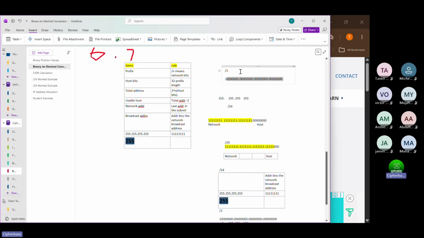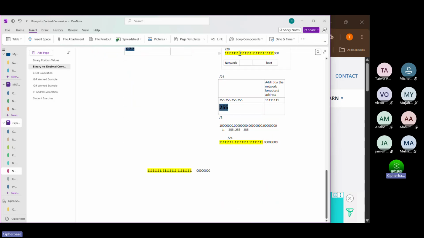If you have /2, /2 will be two ones, that is 1 1, and the rest will be 0. So those 2 are network, while the remaining 0s are for the host. Any 0 you see at the back is always for the host. That's what I want us to understand. Technically, this 8 is network, another 8 is network, another 8 is network, and the remaining one is for the host. So that's just about that.